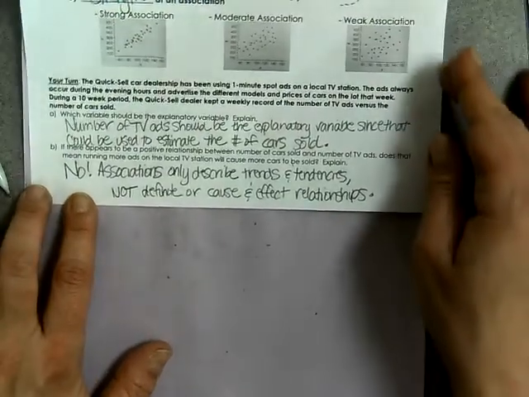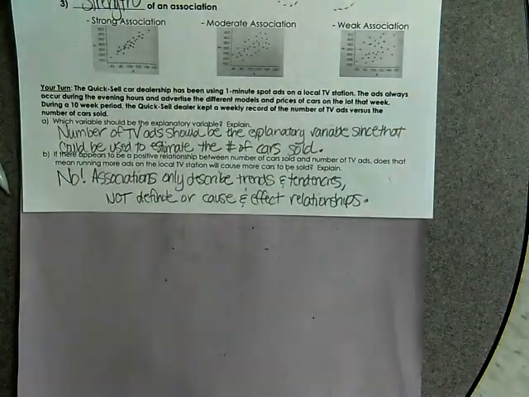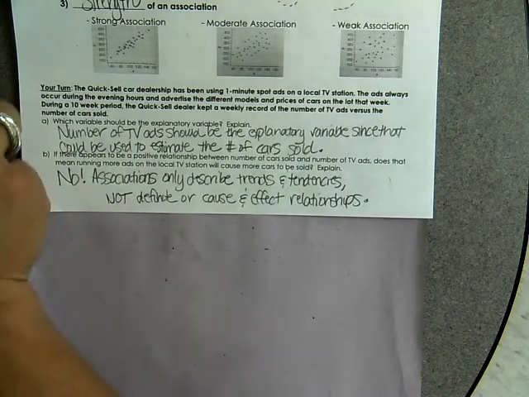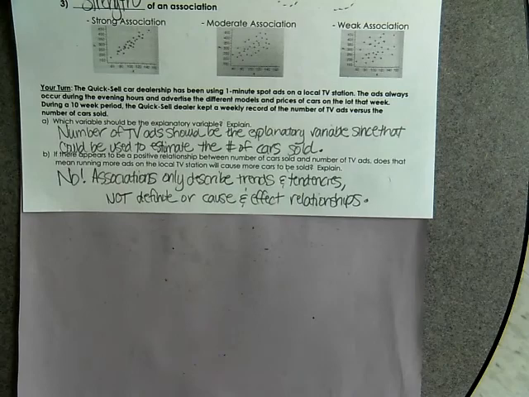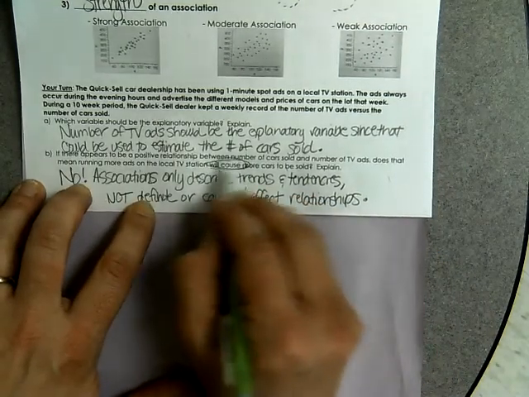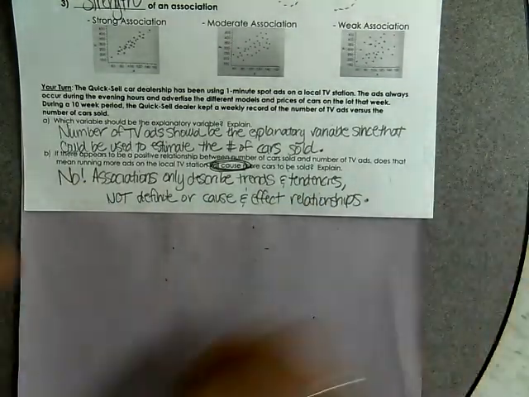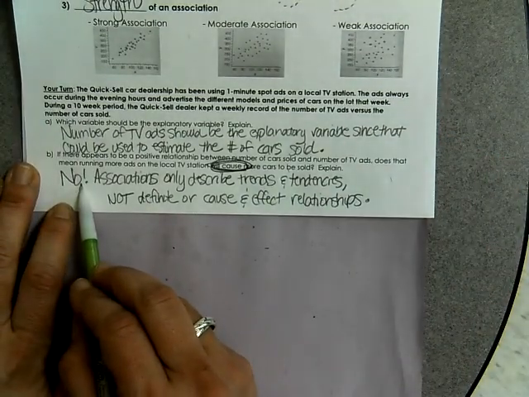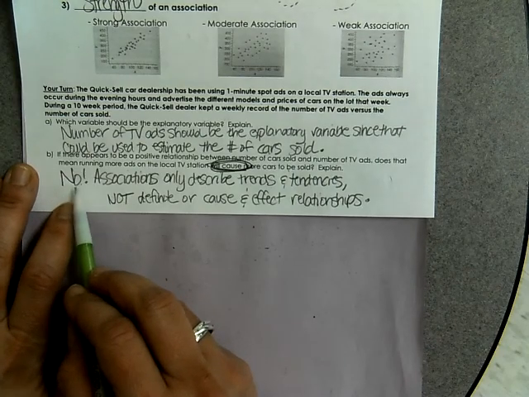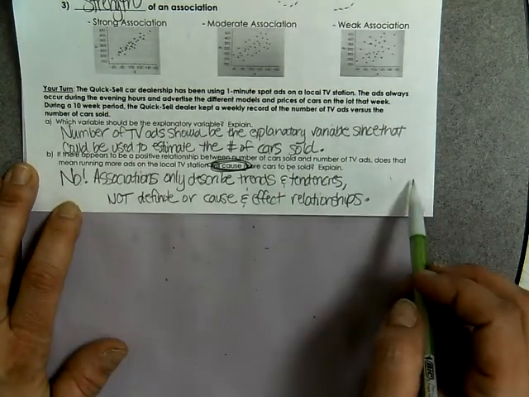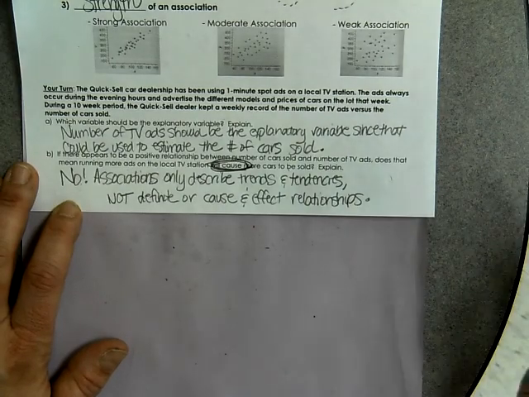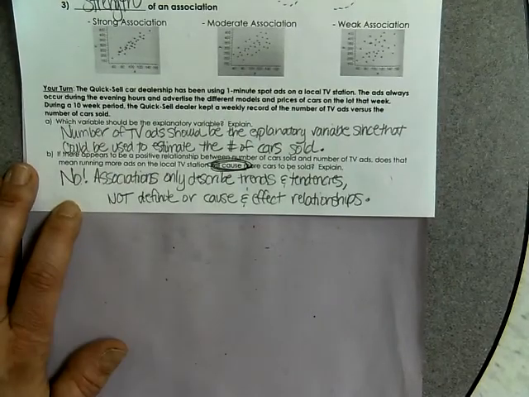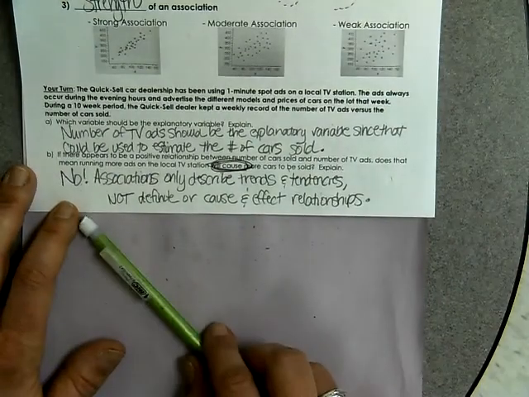Then in letter B, if there does appear to be a positive relationship between number of cars sold and number of TV ads, does that mean that running more ads on TV will cause more cars to be sold? The key word here is cause. And even though that's what we would expect because of that trend and tendency, we cannot say that there's a cause and effect relationship. So we would say no. And here's a sentence you can use for almost every homework this chapter. Associations only describe trends and tendencies, not definite or cause and effect relationships.